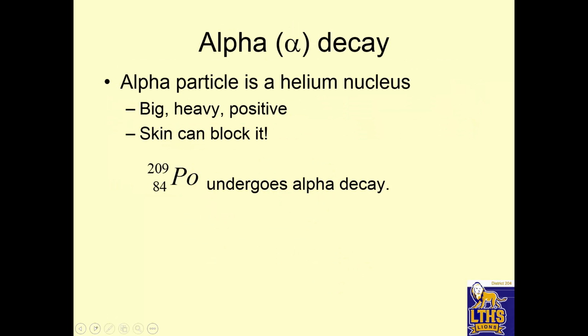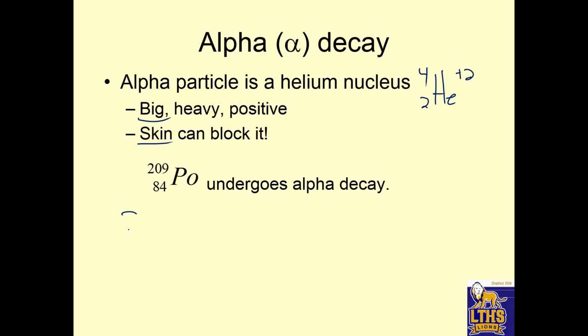Alpha decay is the first type we're going to talk about. An alpha particle is a helium nucleus. Remember, helium is 4 over 2. Now, if it's a nucleus, it's going to be plus 2 because it doesn't have any electrons. It's big, heavy, and positive. Because it's big, skin can block it.